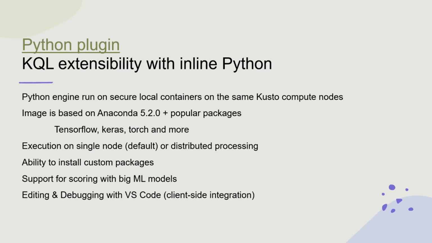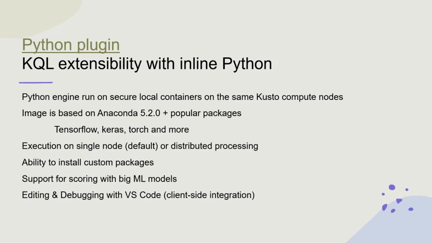It executes on a single node by default, but you can also distribute the process, so you could fan it out. It's super useful if you want to run an algorithm on a lot of data, because instead of running on a Spark cluster that needs to download the data, maybe terabytes of data, Python runs on the same box as the data. Then you can fan it out where the data is, so it can be super efficient. You can install custom packages. A big use case is to do scoring with ML models.